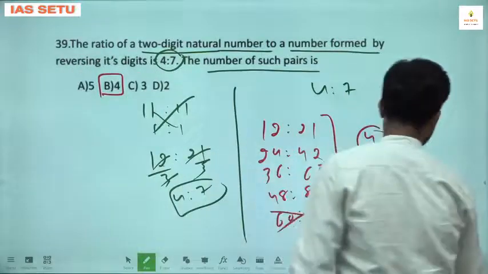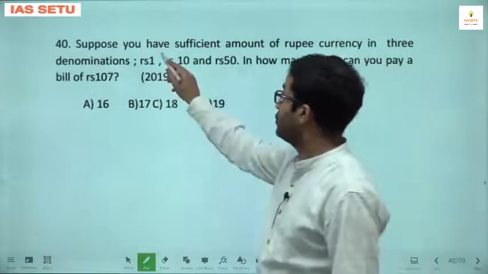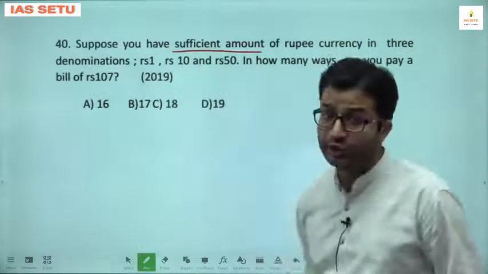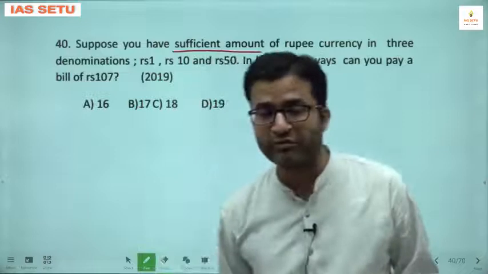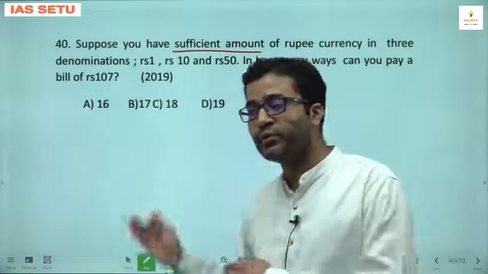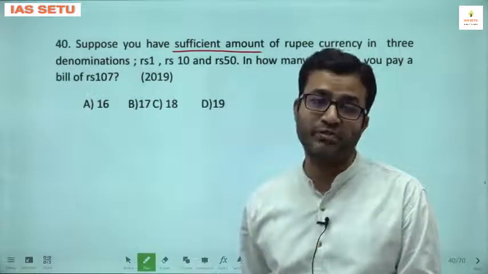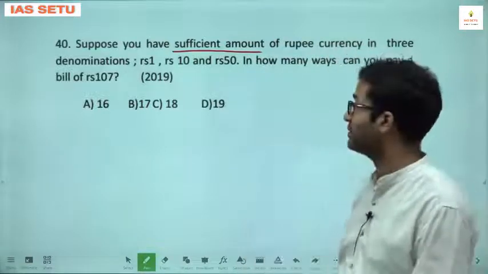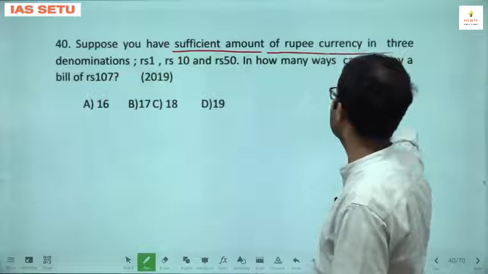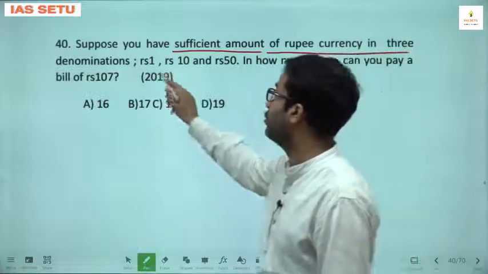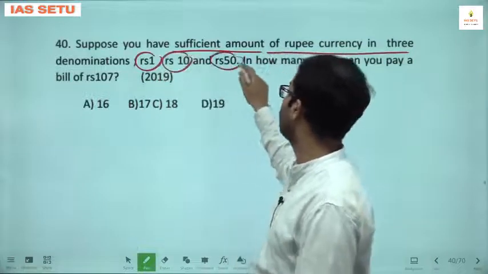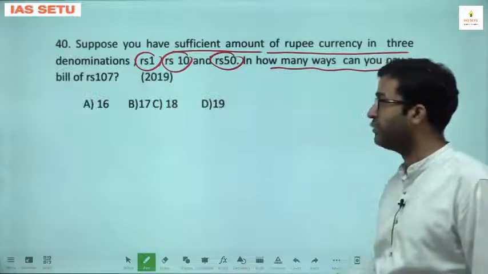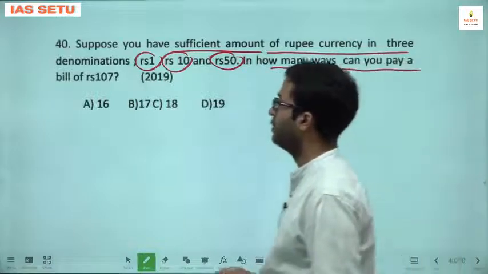Question number 40. Like I already told you, PYQ is going to be very, very important, because the number of questions which I'm going to discuss in PYQ, I have not discussed in the classes. Question on number system. Suppose you have sufficient amount of rupee currency in 3 denominations: rupee 1, rupee 10, rupee 50. How many ways can you pay a bill of rupees 107?